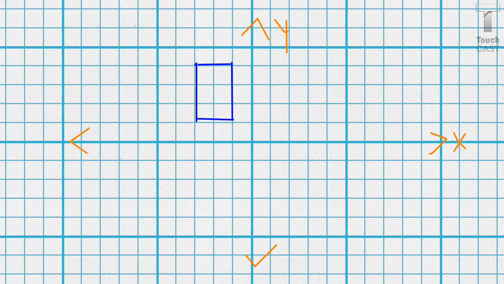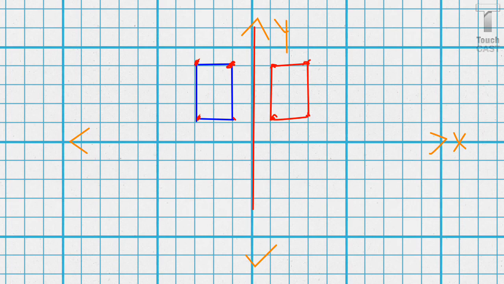So for this example, we're going to reflect this rectangle across the mirror that is the y-axis. So we're going to reflect it across the y-axis. Everything that I see is going to be the same, just flipped over. So I should have this point here, this point here, this point here, and this point here. All of those coordinates are just going to flip across the axis.